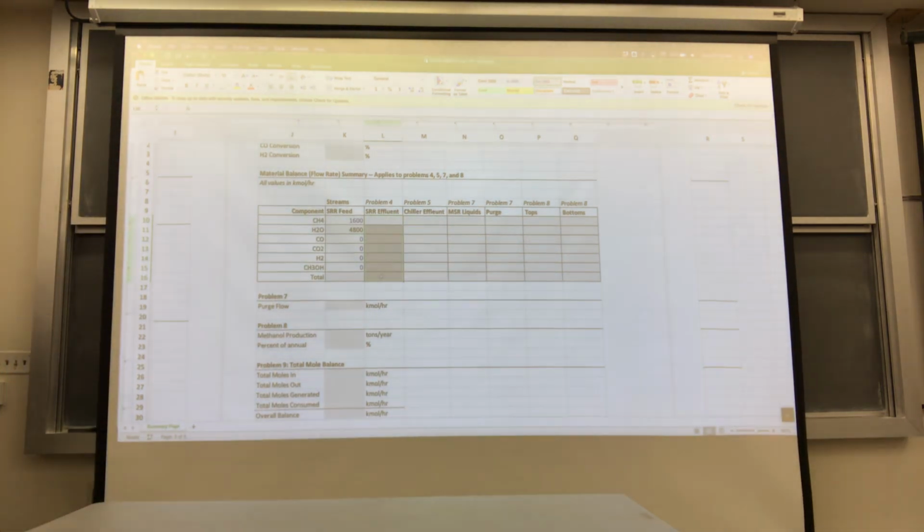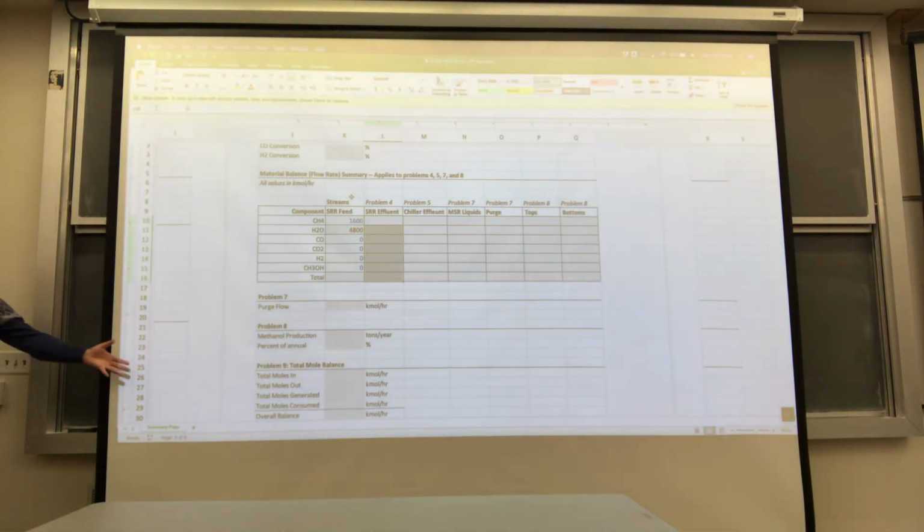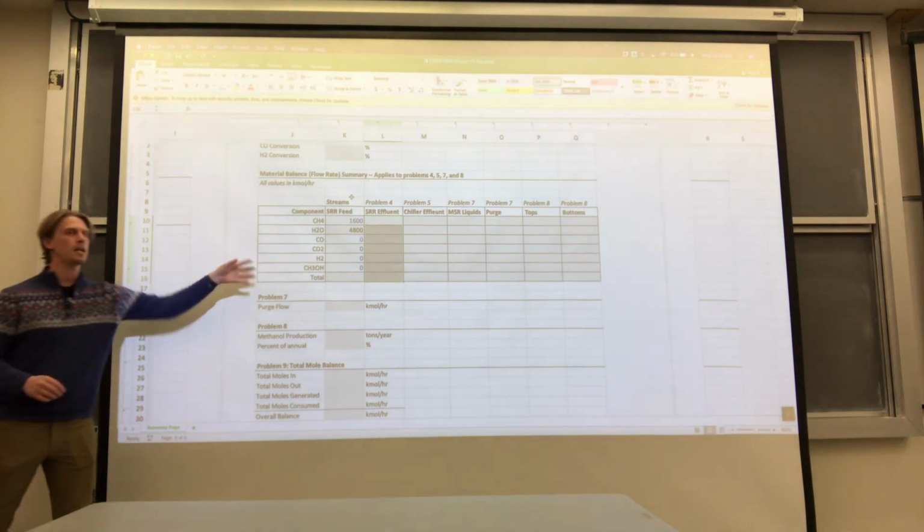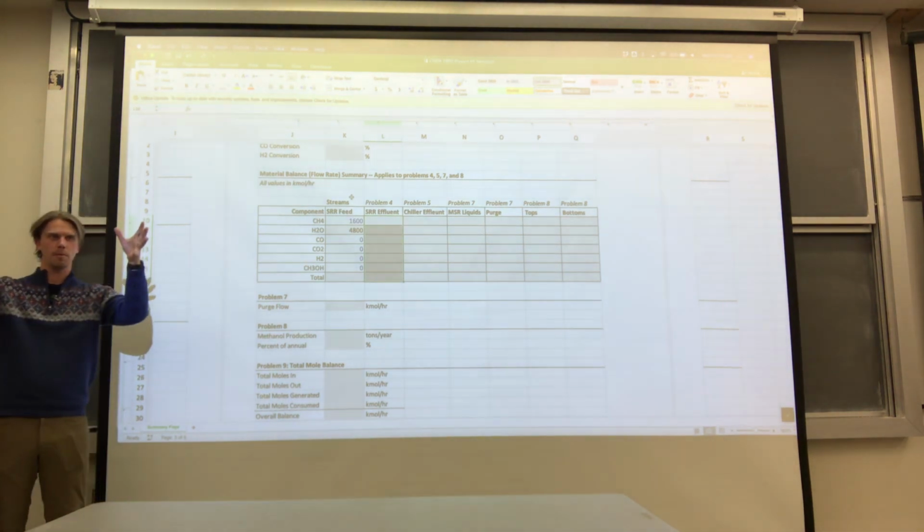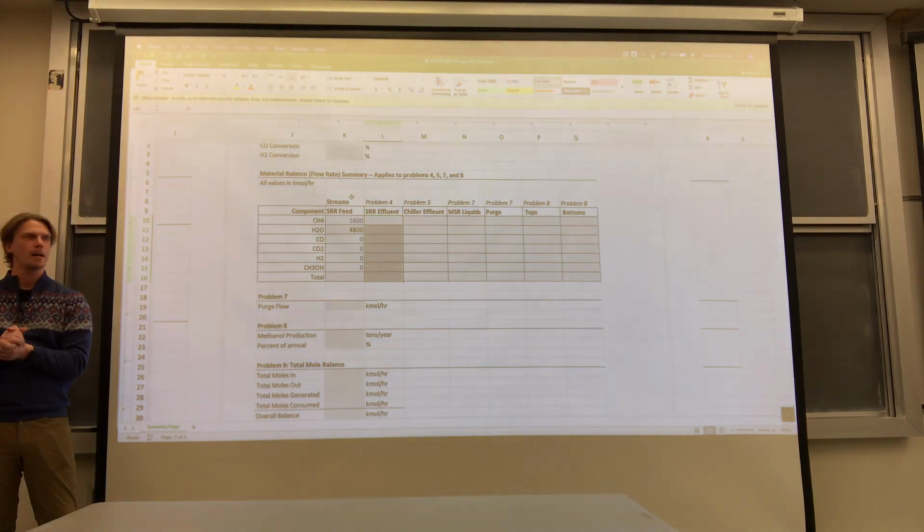Okay? So if you're doing Excel, I want this sheet to be the first worksheet, and then you copy a link to all of your calculations so that I have a summary of all of your work in one spot.